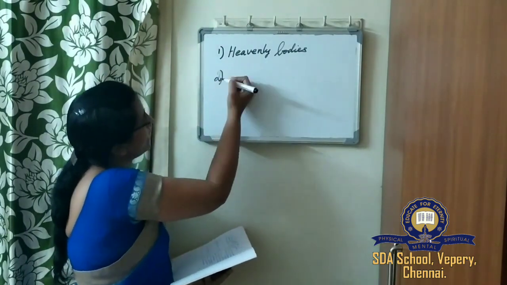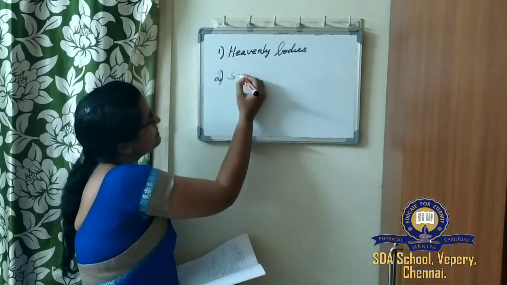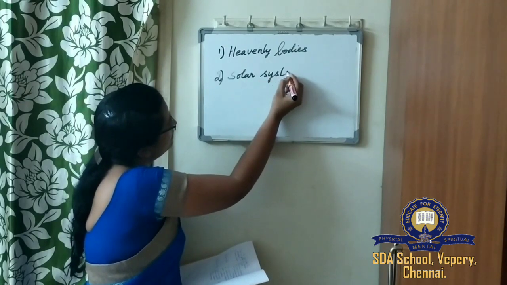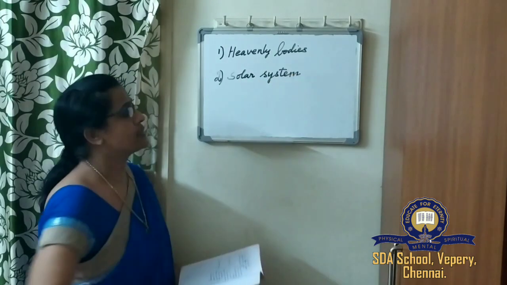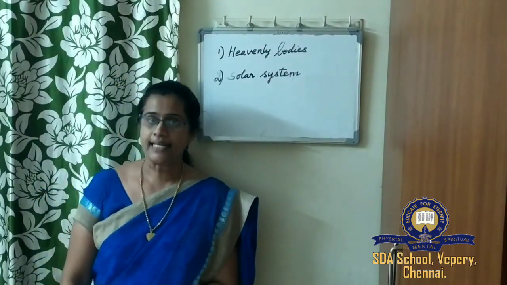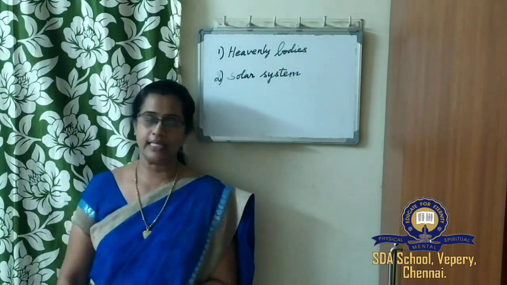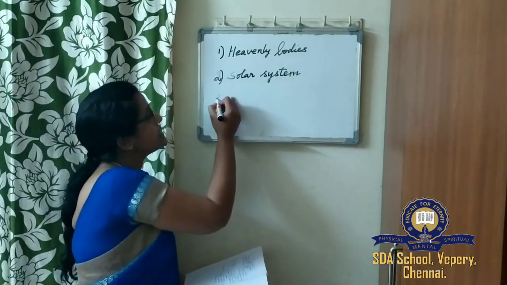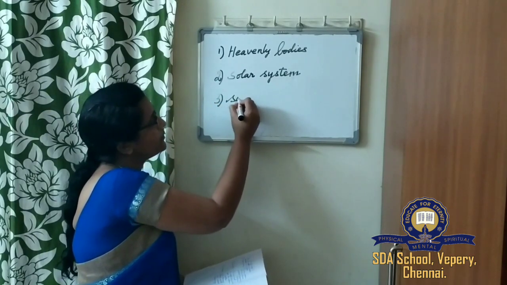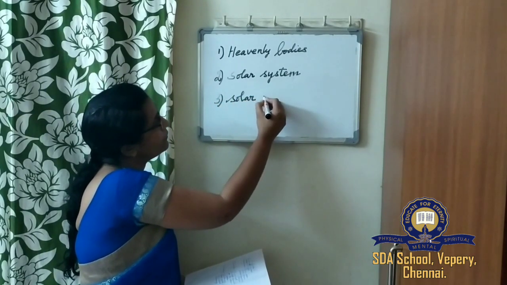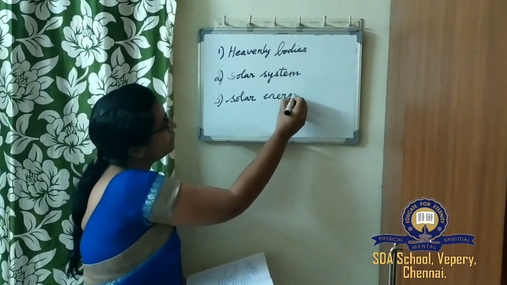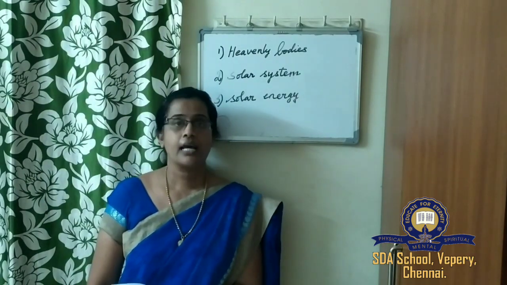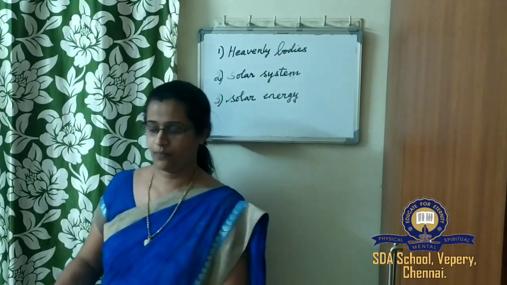Second one is solar system. The sun and the 8 planets form the solar system. And third word is solar energy. The energy obtained from the sun is called solar energy.